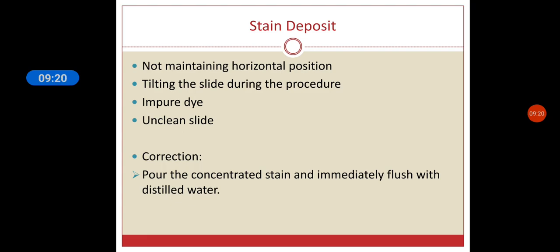So these are the general flaws which will happen during staining and the correction procedures. You should know the correction procedures, because invariably you will have peripheral smear staining for practicals, and these are the viva questions which they usually ask. Okay.